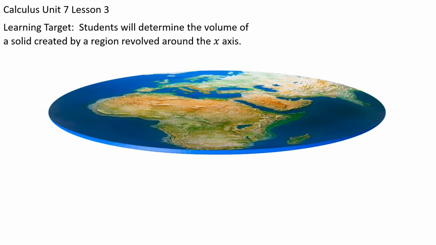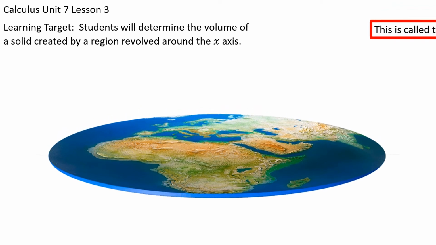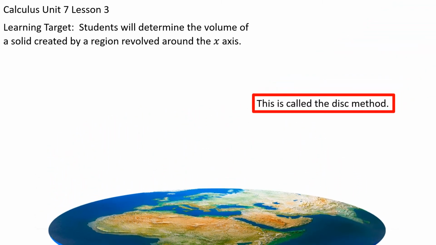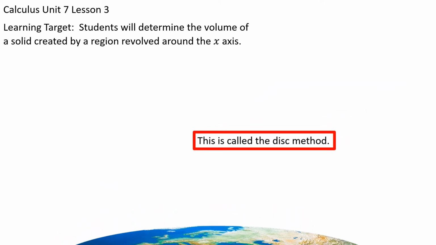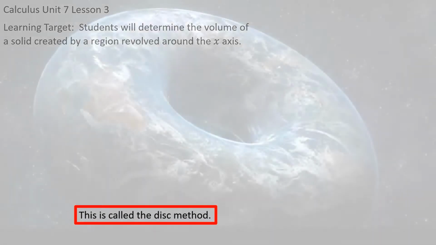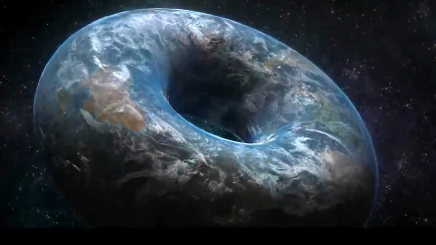Okay, another day working with rotations around the x-axis. We'll have a bunch of flat disks, just like Earth. Right? That's why we call it the disk method, because we'll be spinning these things around. Okay, I know the Earth isn't really flat like a pancake; it's actually donut shaped, but you get the general idea.